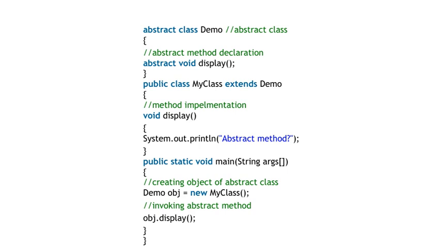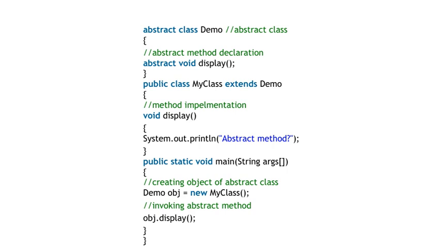Moving on to the MyClass class, it extends Demo, which means it inherits from the abstract class. Inside MyClass, we see the implementation of the display method. Here, it simply prints out "abstract method", a simple way to demonstrate how the subclass provides concrete behavior for the abstract method. Now, in the main method, there's a commented line that shows creating an object of the abstract class Demo, but it's commented out because, as we know, we can't instantiate an abstract class directly.